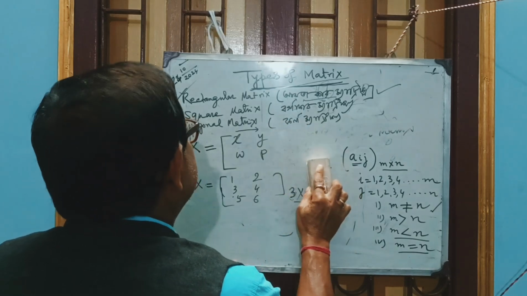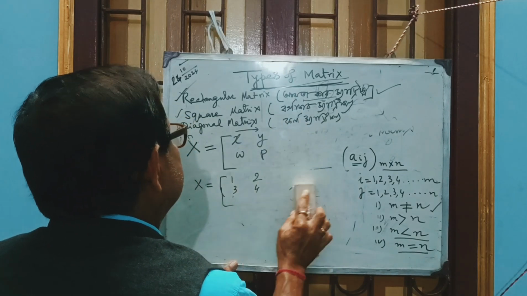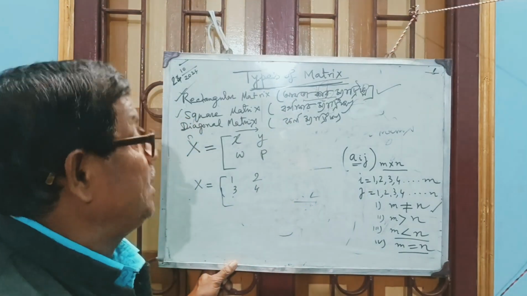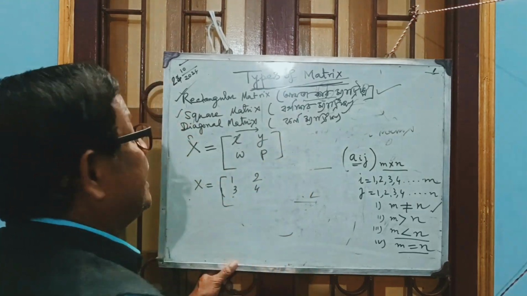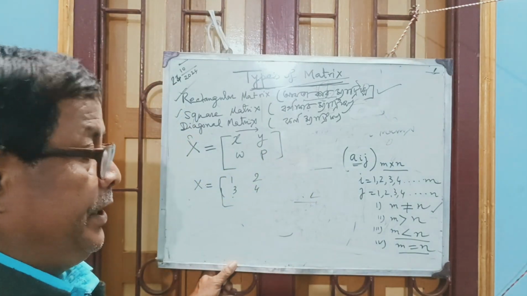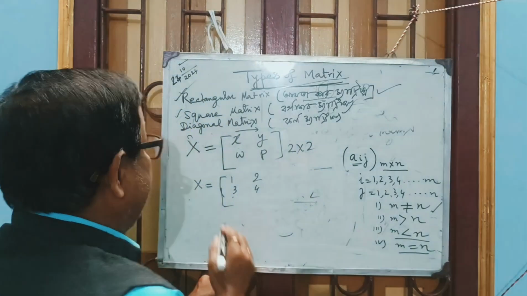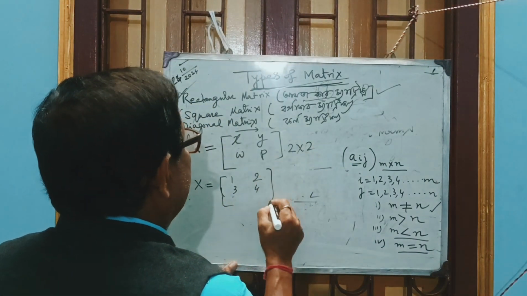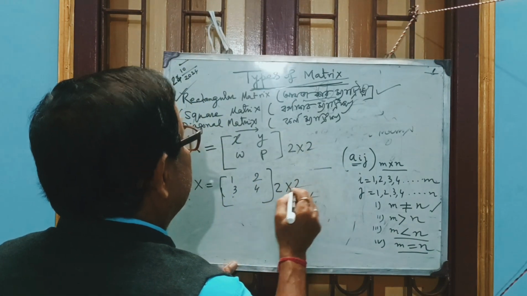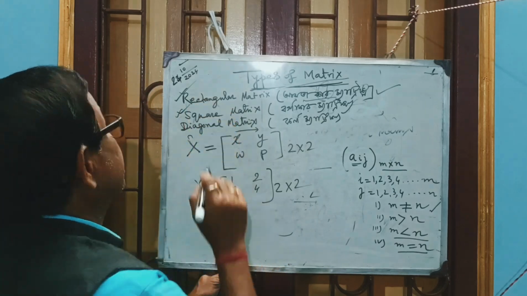square matrix. It is a matrix whose elements are x, y, w, p, of order two rows and two columns, 2 by 2, and similarly 1, 2, 3, 4. This is also a matrix of the form 2 by 2. This is called a square matrix.